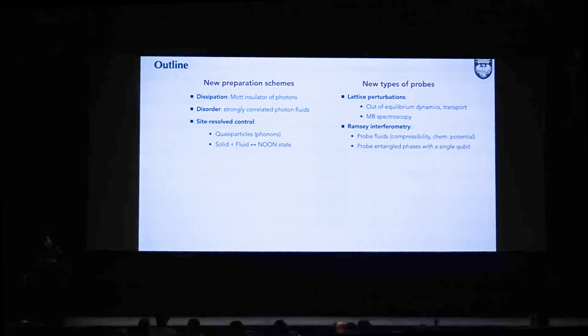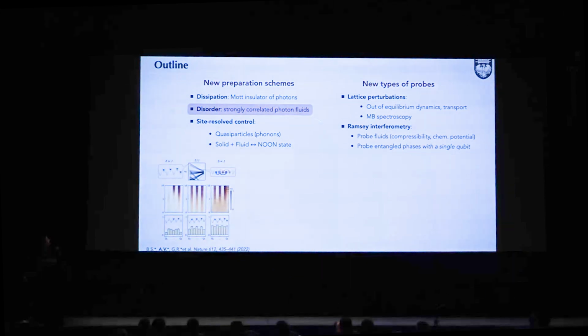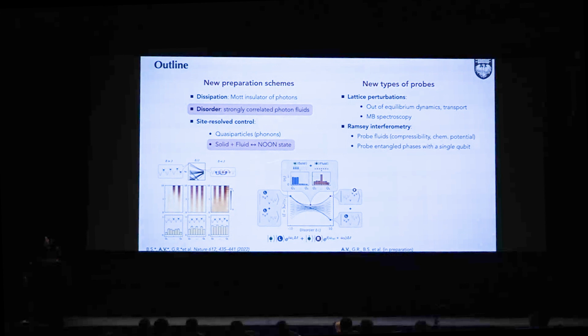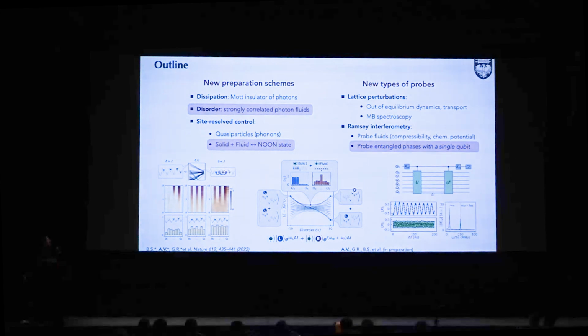We have been working on developing various preparation protocols and new types of probes in these types of materials. And in these last few minutes, I'm just going to briefly highlight our efforts in using the sorter to prepare strongly correlated photon fluids, and how we can also use site-resolved control to prepare our lattice in a superposition of being a solid and a fluid, and how it connects to an entangled Noon state, and then how we can use Ramsey interferometry with a single qubit to probe entanglement in these systems.